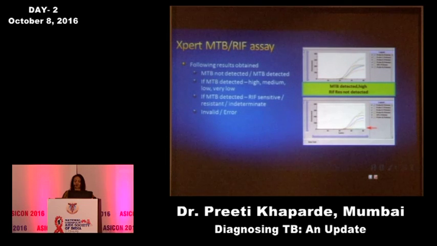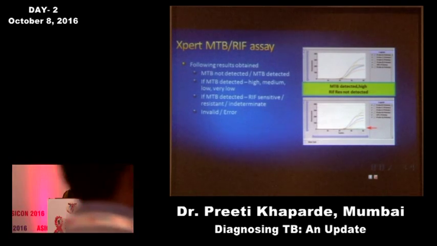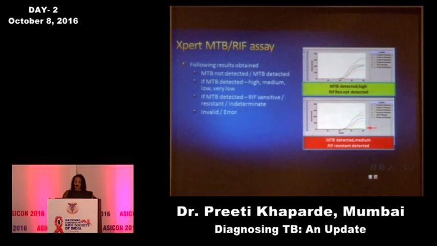And the results are available in the form of either MTB detected or not detected, and if it is detected, what is the concentration, like very high, high, low, or very low, and in addition, whether the RIF sensitivity is also given, that is, rifampicin resistance detected or not detected.